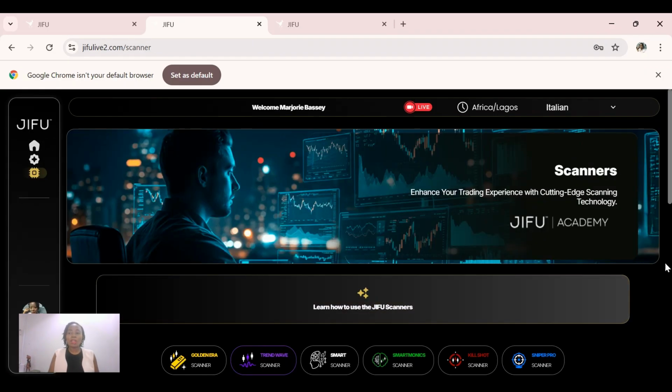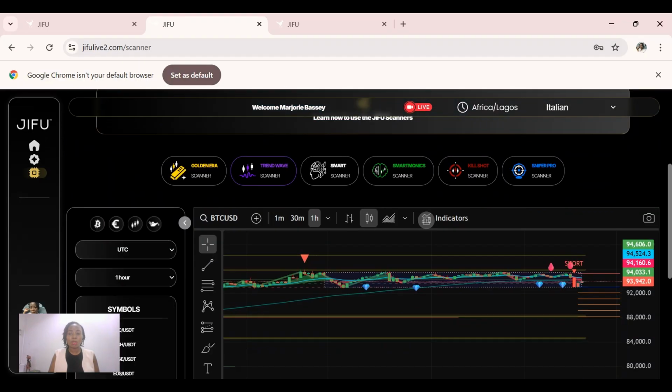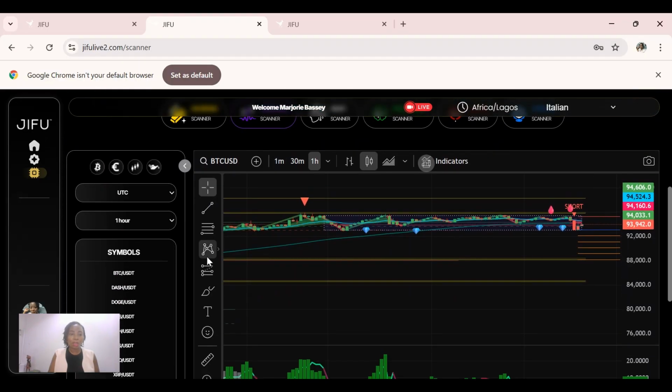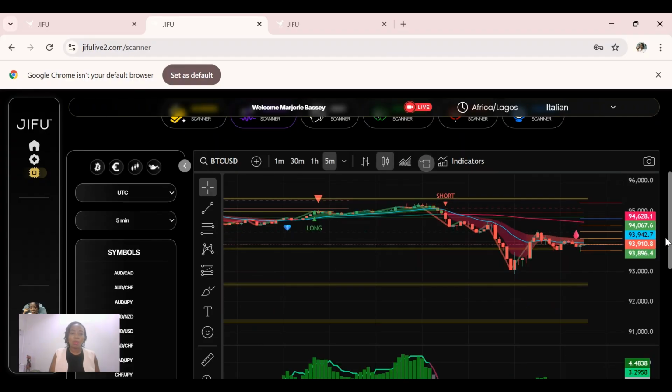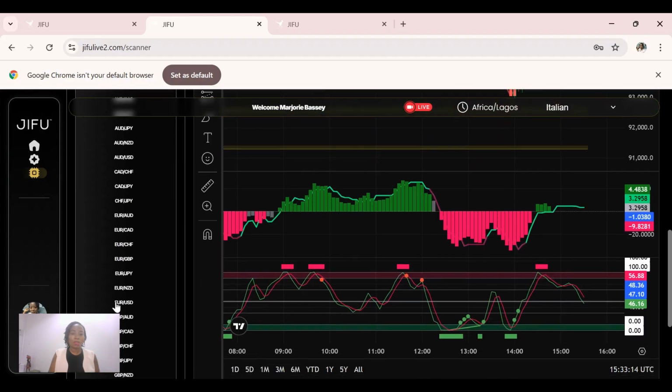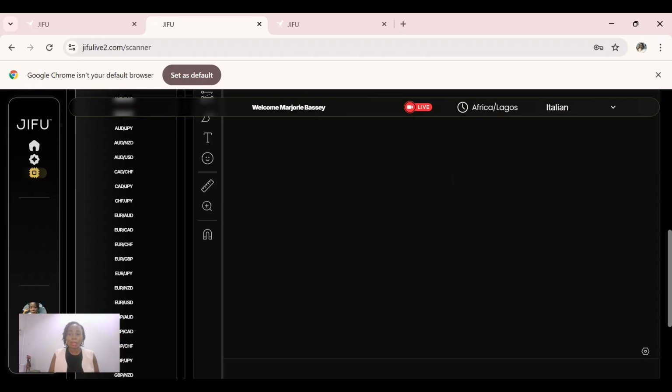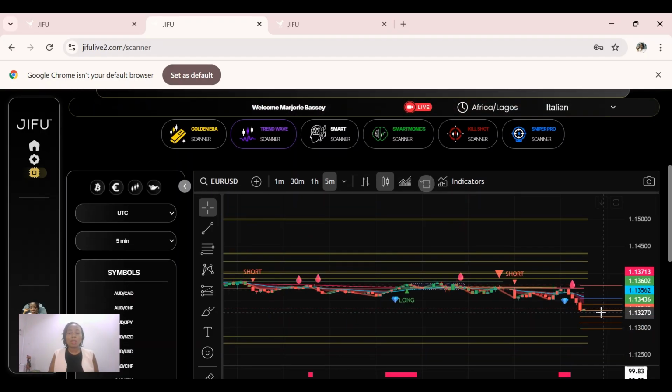So now the strategy. There are two strategies for this trend wave. The first strategy works on the 5 minutes time frame. I've already told you what the 5 minutes time frame is and I've just selected it. You see how I selected it. Now, there are two parts of this strategy. The first one is if you're taking a trade on the 5 minutes time frame, you need a kill shot scanner to confirm your trade.